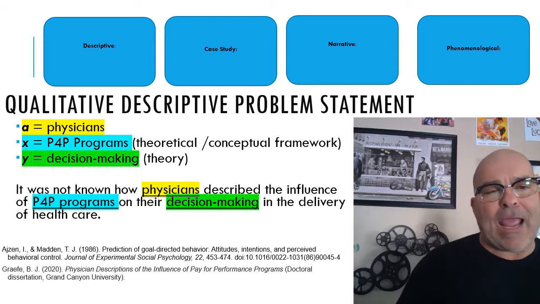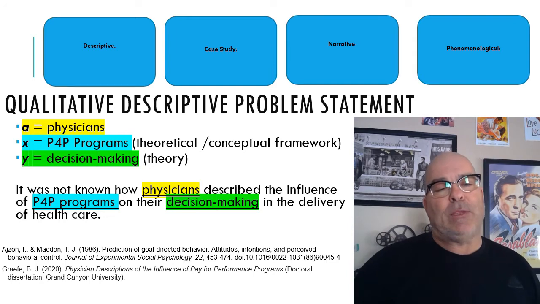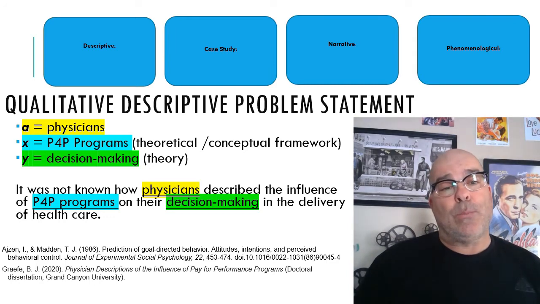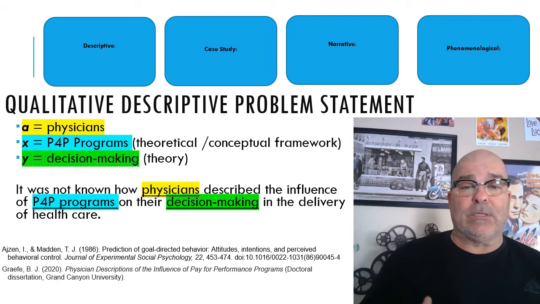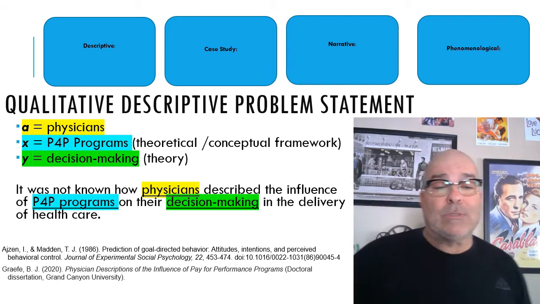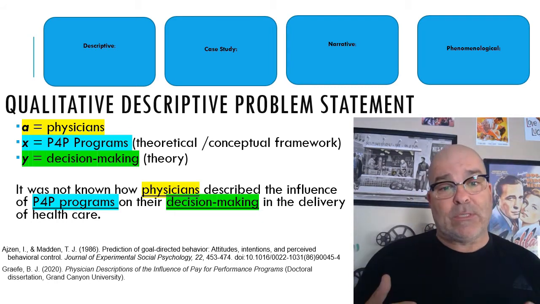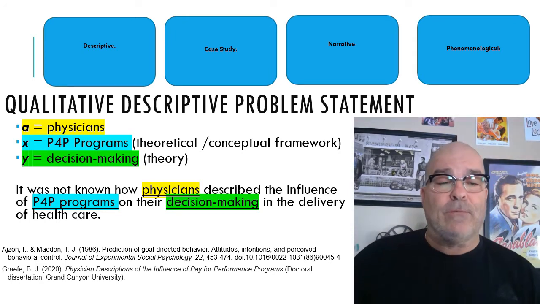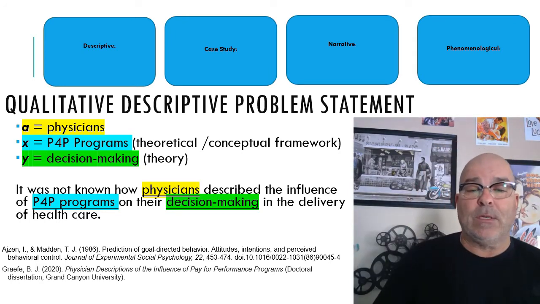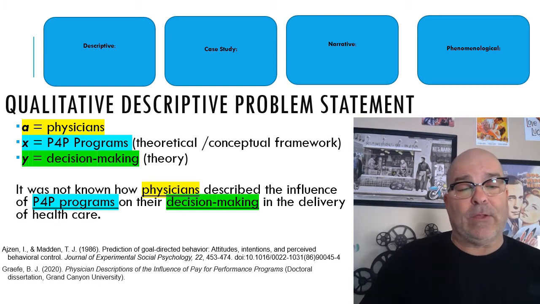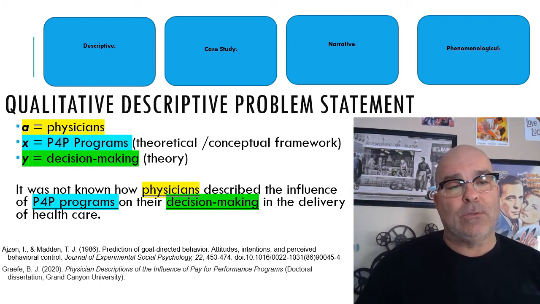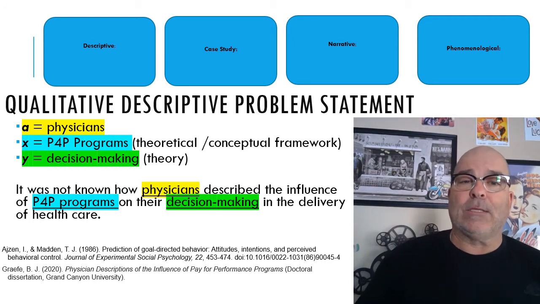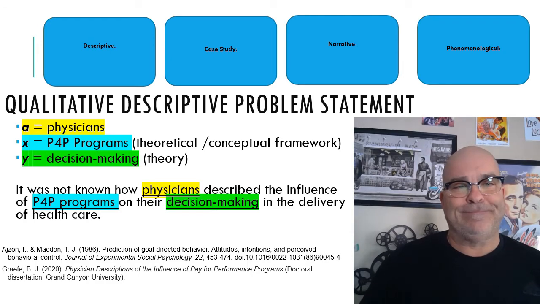So if we accept that A equals physicians and X equals P4P programs, which is also part of this particular graduate's conceptual framework, and Y equals decision making, which was part of this graduate's theoretical framework, we come up with a simple problem statement that is, it was not known how physicians describe the influence of P4P programs on their decision making in the delivery of healthcare. Now pay attention to these colors, because this will be something that will help you as we continue on and build your own.